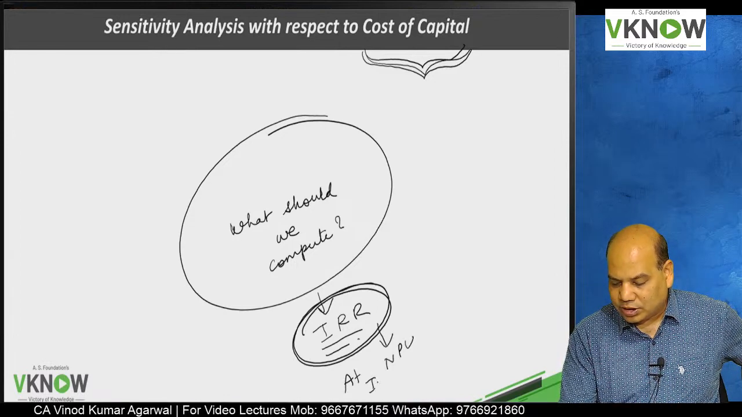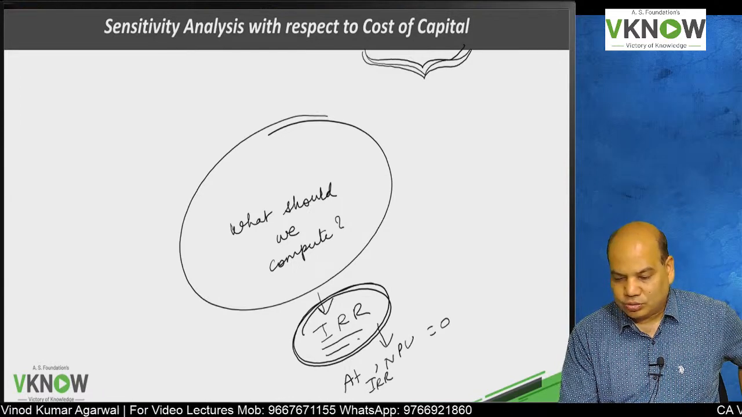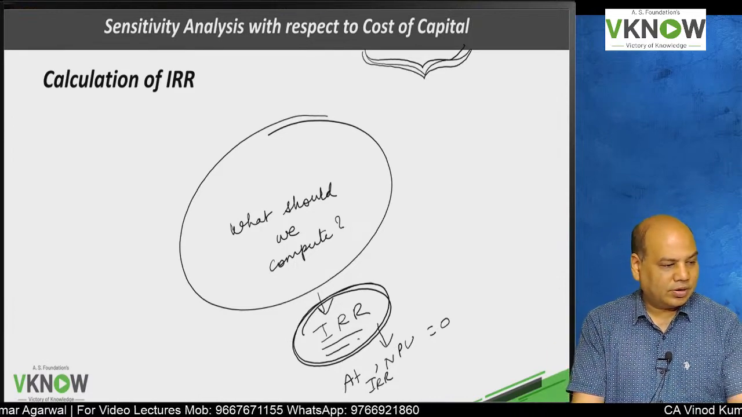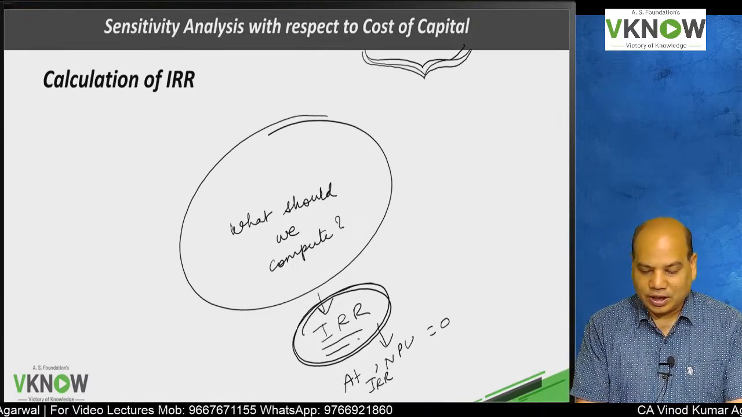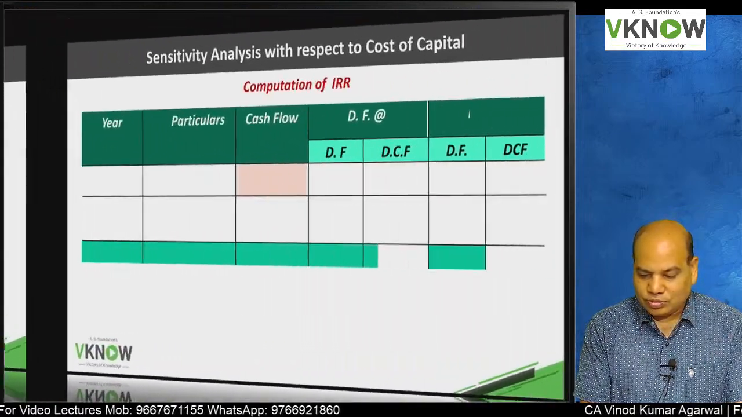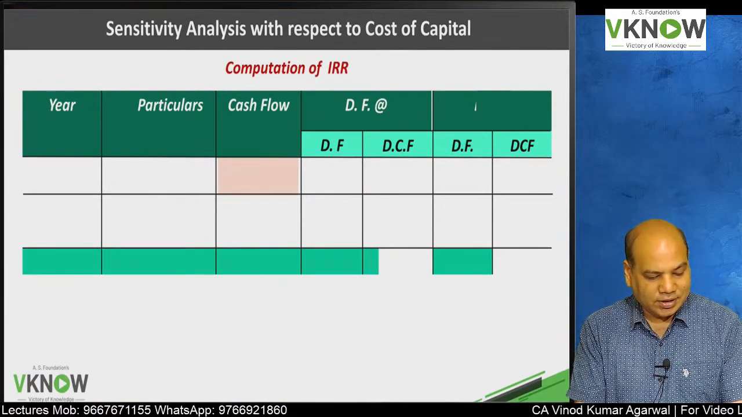At IRR, all of you have studied, NPV is equal to 0. So I need to compute IRR. You are right. Rajesh is also right. IRR you have to compute. Very good, Rajesh. Now we'll come to calculation of IRR.